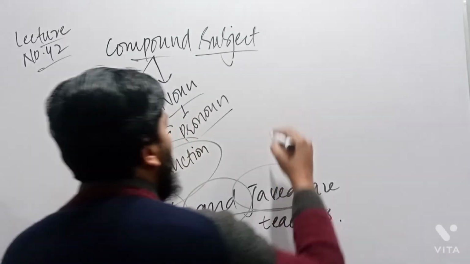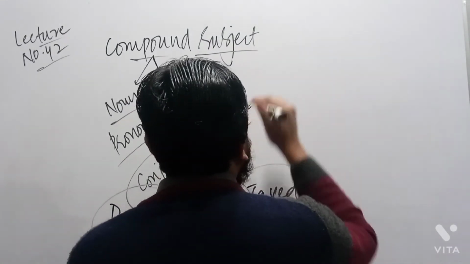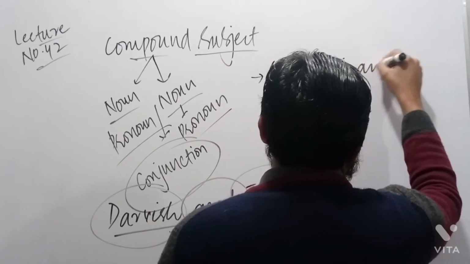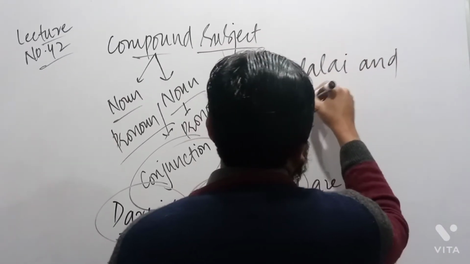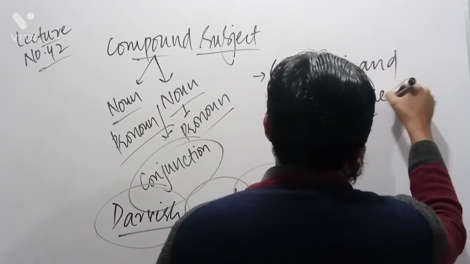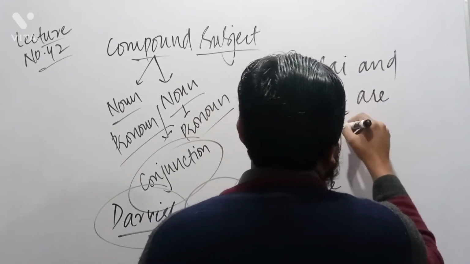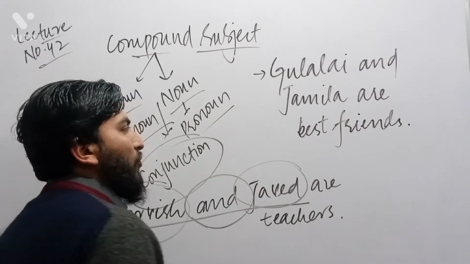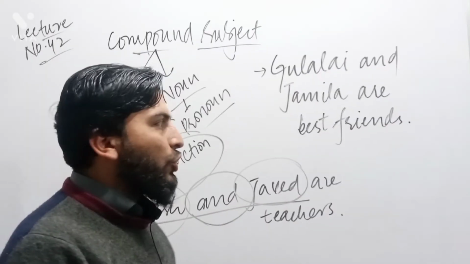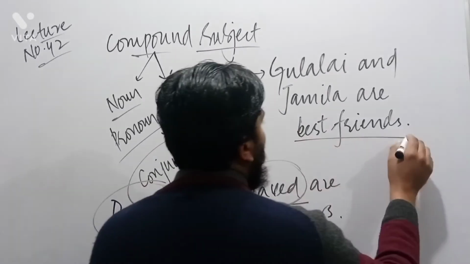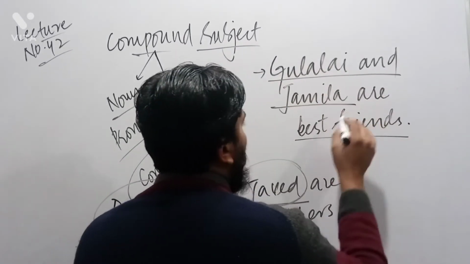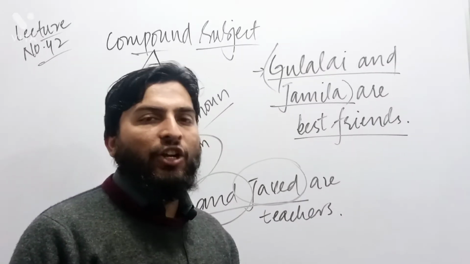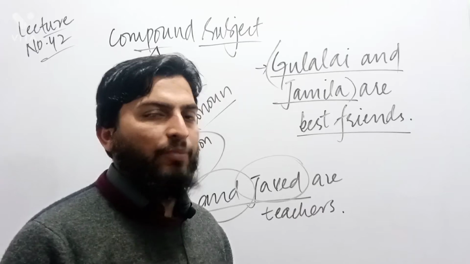Let me give you another example. For example, I say Gulalai and Jamila are best friends. It means that Gulalai is a good friend, Jamila is a good friend. So when I say that they are best friends, it means Gulalai and Jamila, these two names are used in place of subject. Such kind of subject is called compound subject.